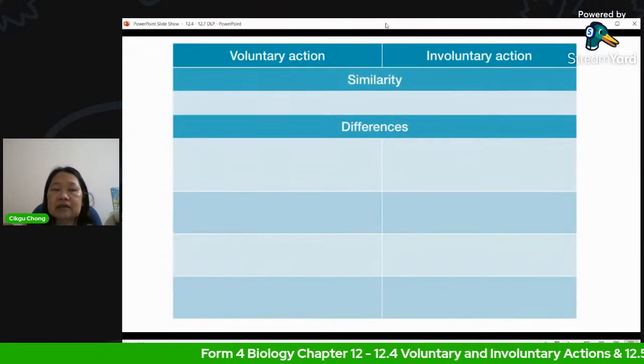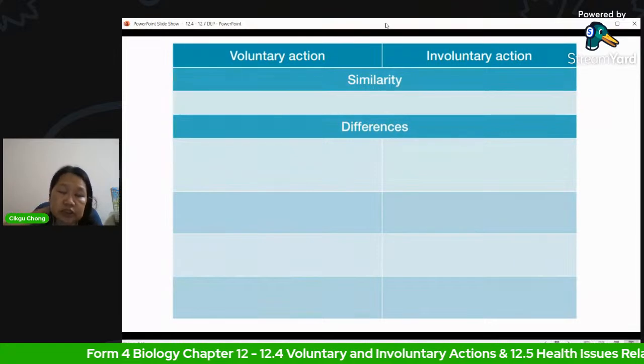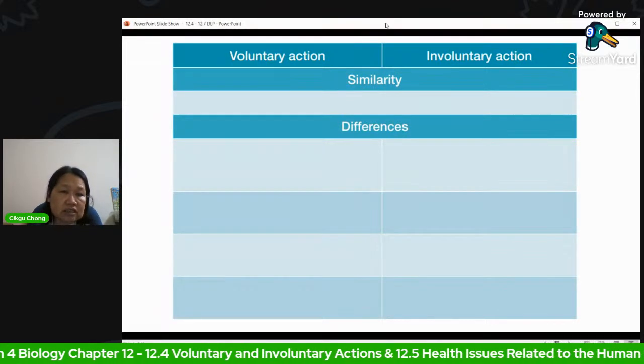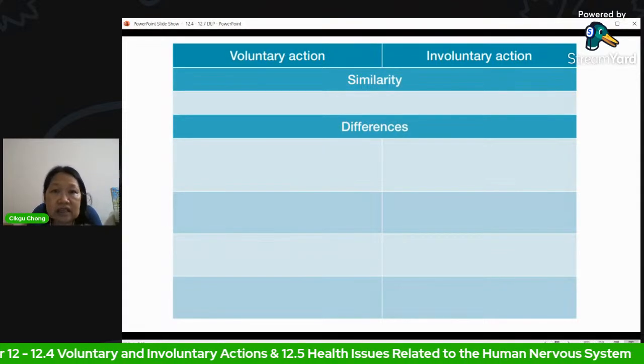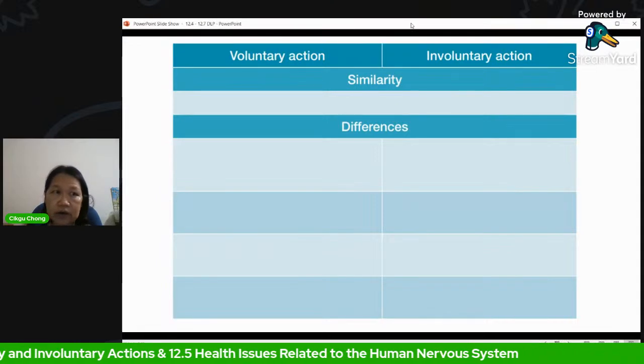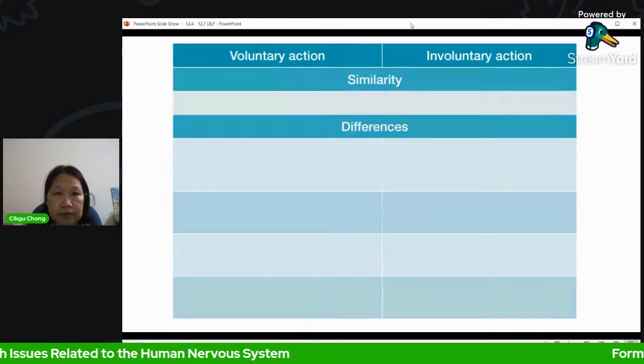Now let's compare. This will be a popular question: compare and contrast between voluntary action and involuntary action. I've taken this straight from the textbook. It's very simple, nothing much here.